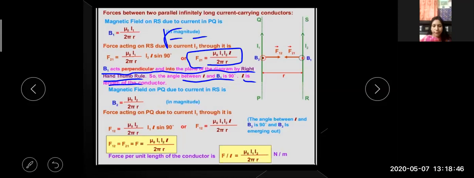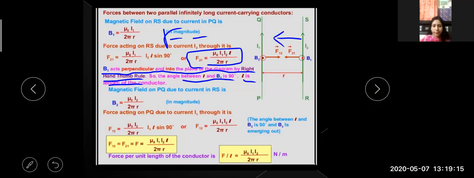Now, according to Fleming's left hand rule, the direction of this force experienced by RS will be towards conductor PQ. F21 is towards conductor PQ as shown in this figure, right?